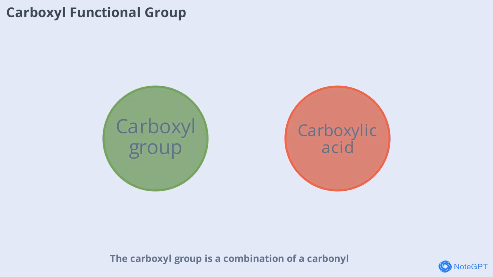The carboxyl group is a combination of a carbonyl and a hydroxyl group on the same carbon atom. This unique structure gives carboxylic acids their acidic properties and allows them to participate in a wide range of chemical reactions. The ability to donate a proton makes carboxylic acids important in both biological and chemical systems.